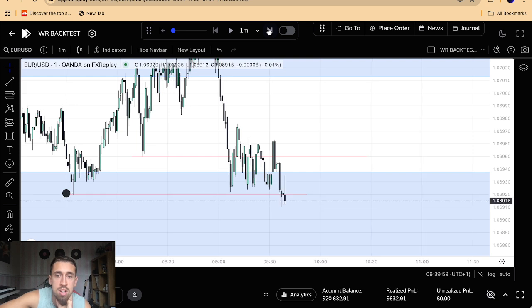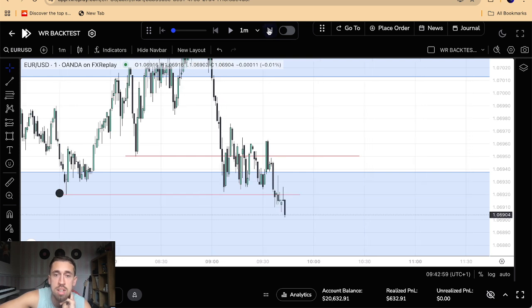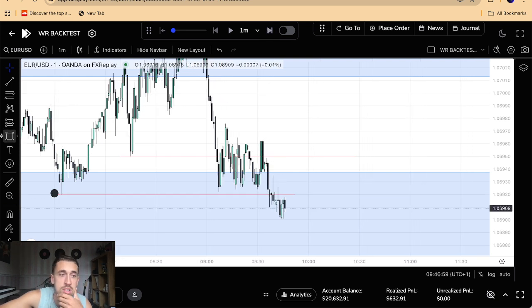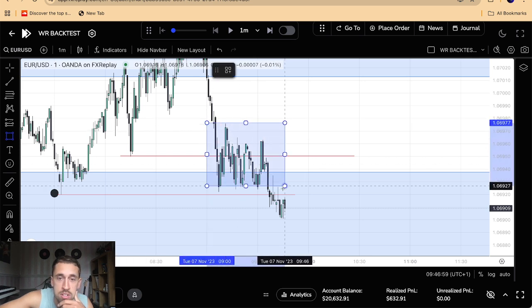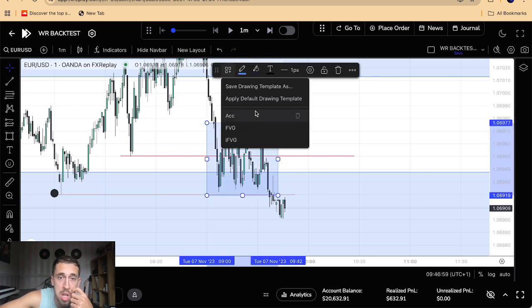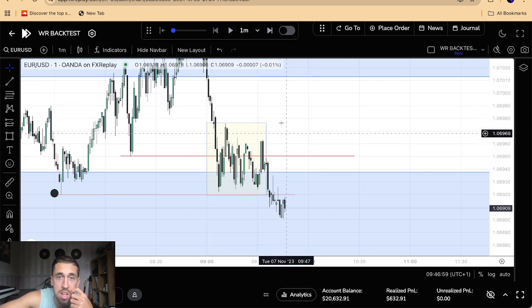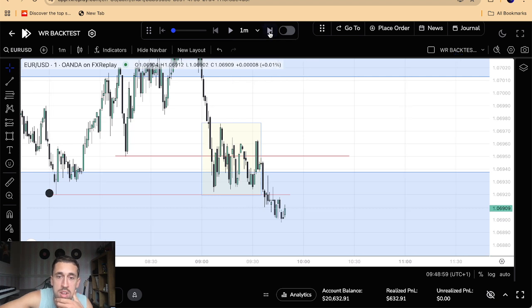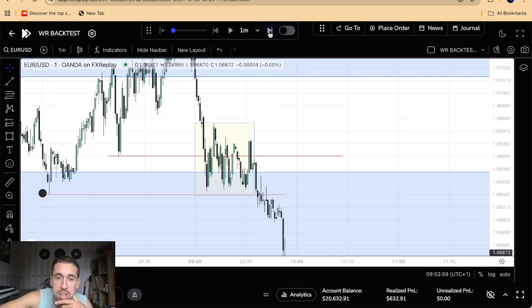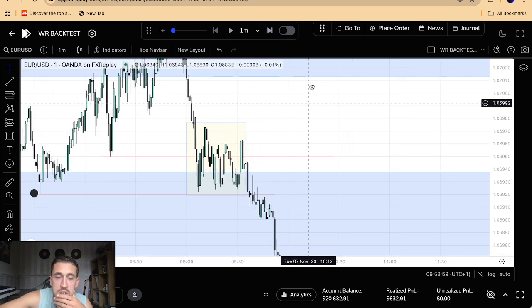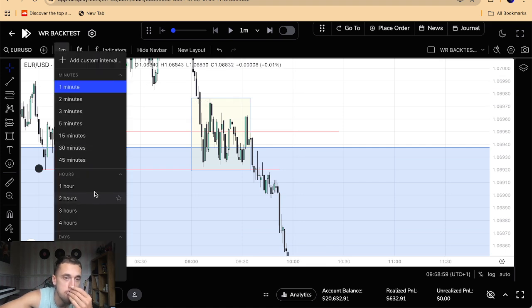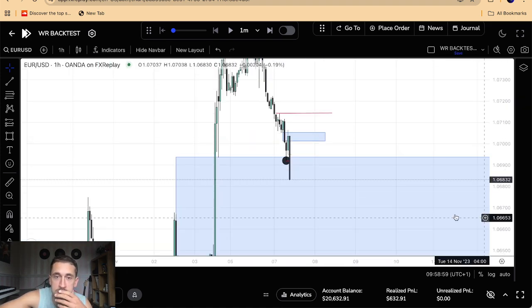Okay, so we snatched that low. Are we going to distribute back into that area? Because now this should be our accumulation. So let's see if we go back into that, but we've got to go back into there strong. Okay, we don't. So I think my bias might be wrong. I should potentially still be looking for shorts.